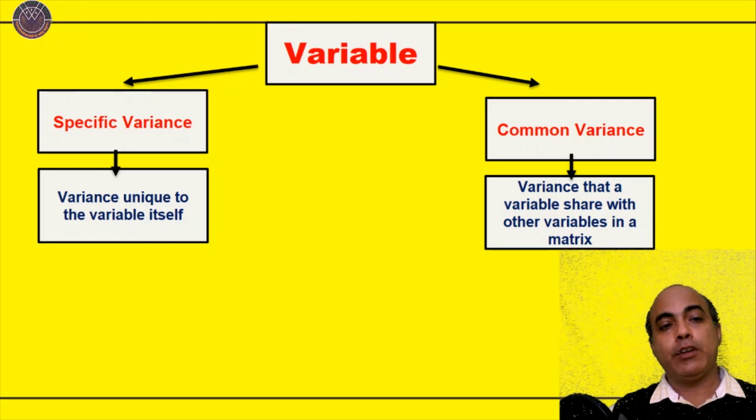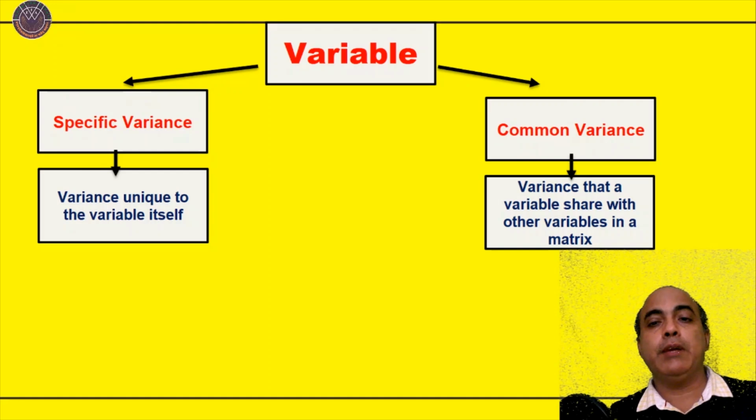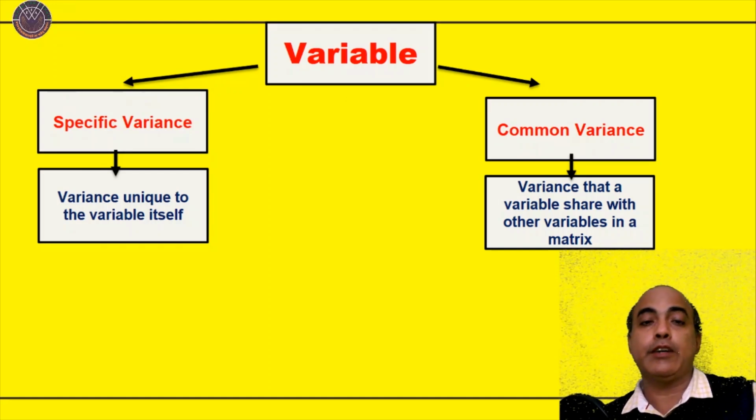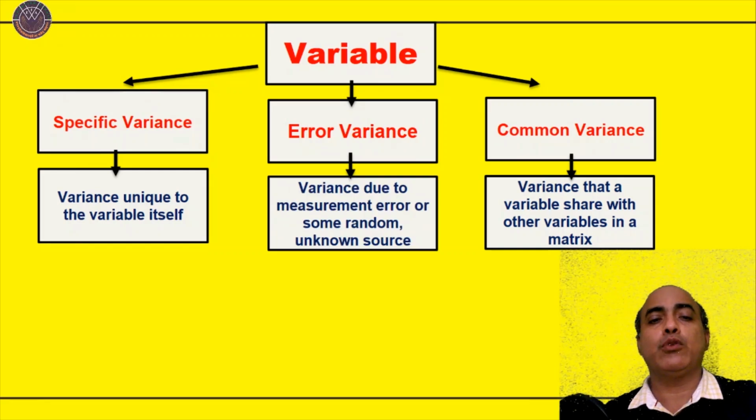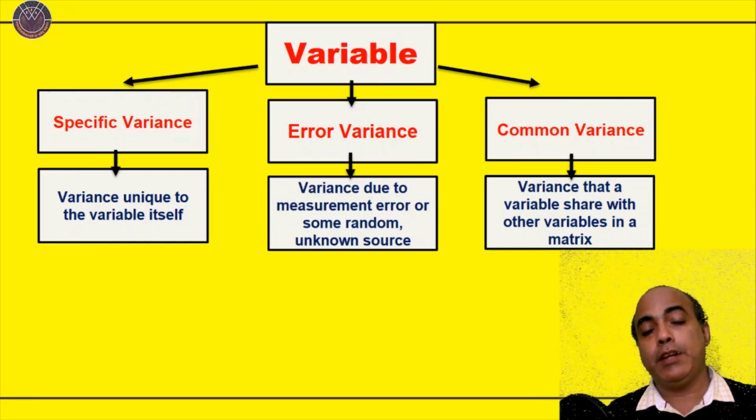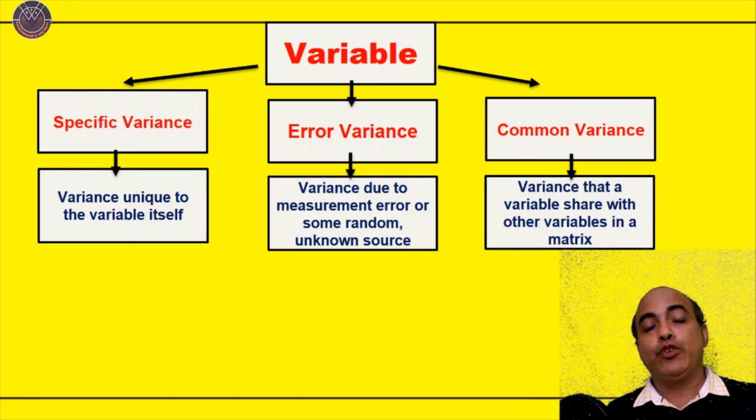So we have got a specific variance related to the variable, we have got common variance related to the variable, and there are some chances of error variance also, which may arise due to measurement error or some random error due to respondent's behavior or some other instrumental error. So error variance is also there. So let us take one example.